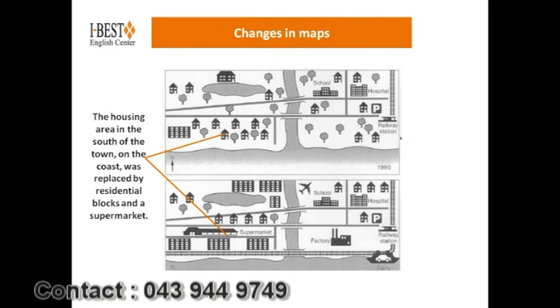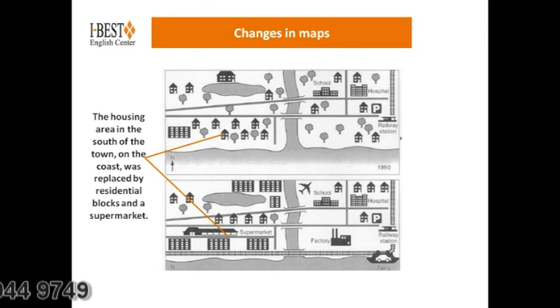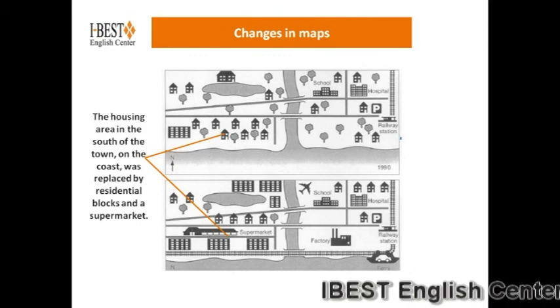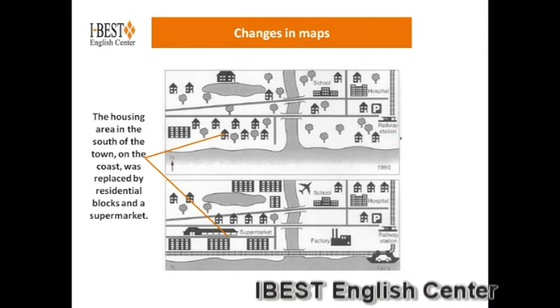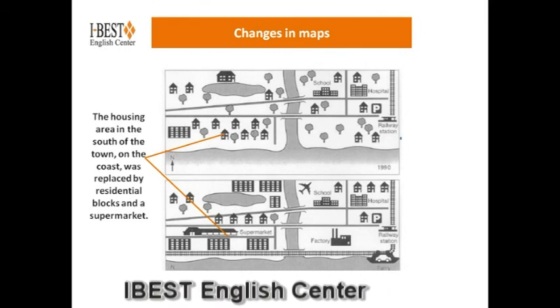Here you can see I've given the location of the housing in the first map. Then I've said was replaced by, this is the past passive, and then I've given what replaced it, which was the residential blocks and the supermarket. So in this sentence, I've given the examiner the change that has occurred in that part of the map.